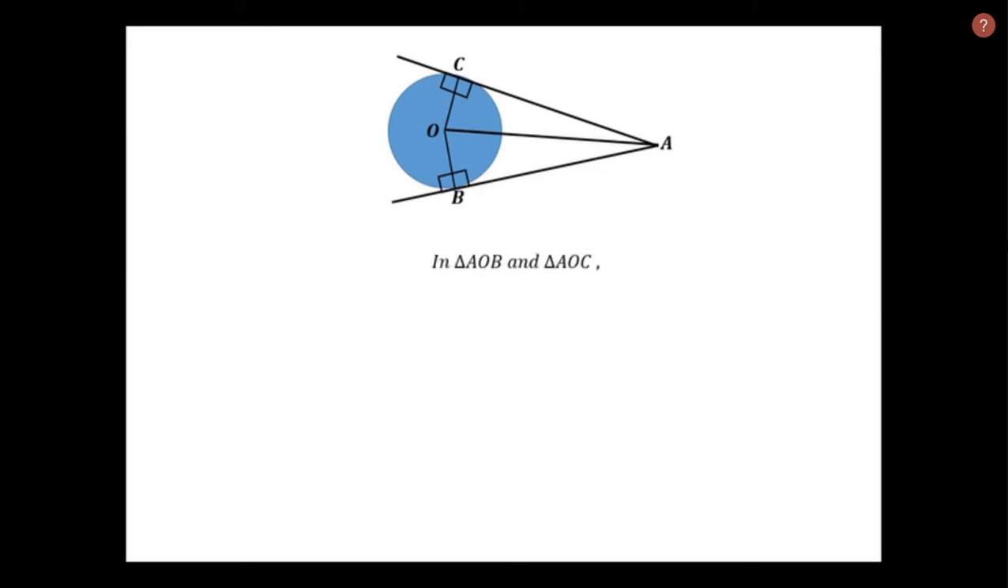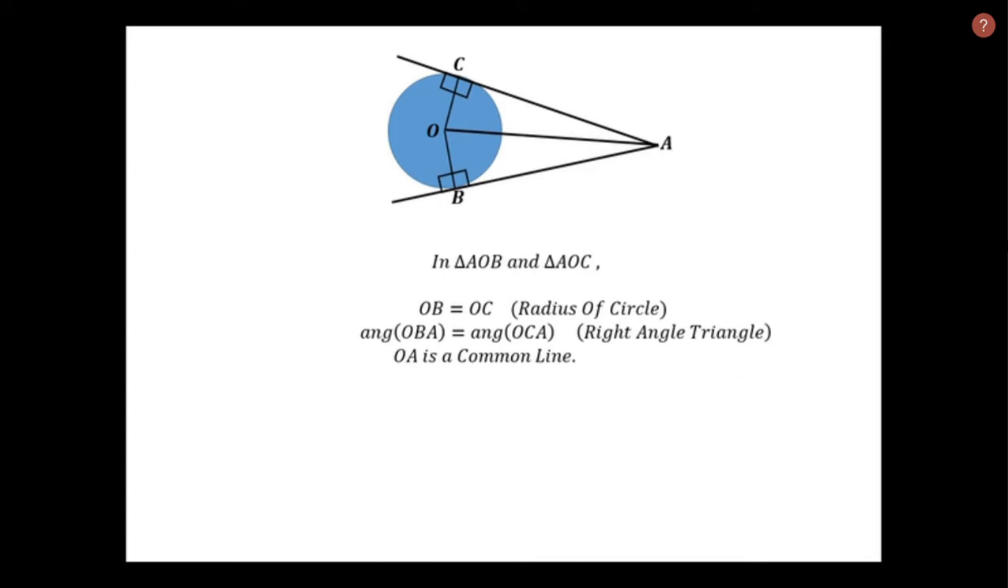Now in triangle AOB and triangle AOC, OB is equal to OC, the radius of the circle. Angle OBA is equal to angle OCA, both right angles. OA is a common line. Therefore, triangle AOB is congruent to triangle AOC by the RHS rule, or right angle hypotenuse side rule. So AB is equal to AC by CPCT. Now that we know this theorem, we can apply it in our triangle.